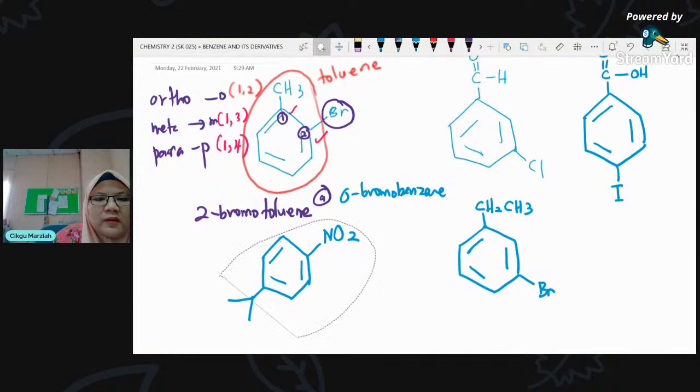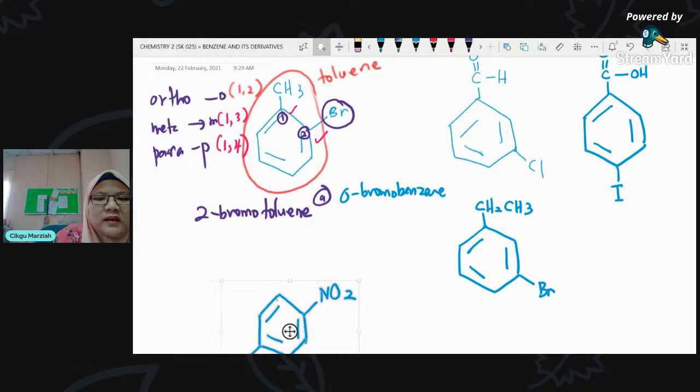Okay, sebab apa kita pakai O? Sebab kedudukan substituent dia dekat nombor 1 dan 2.